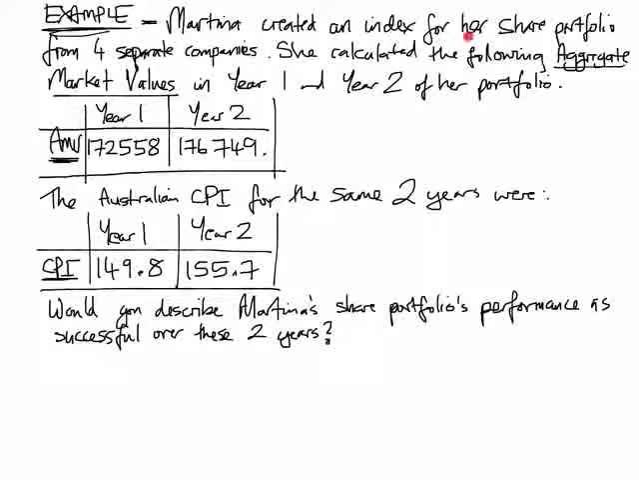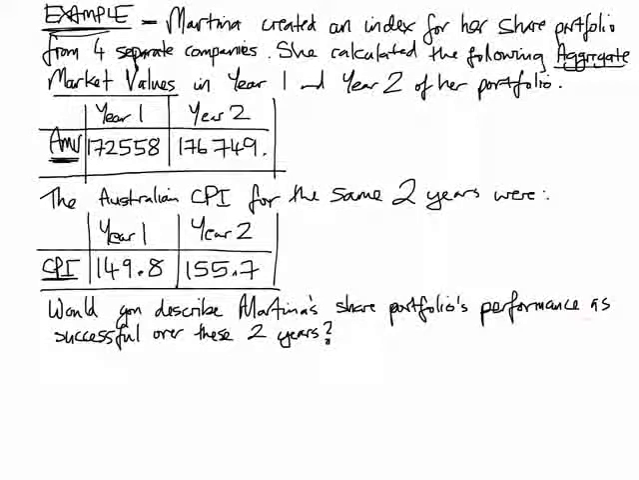Martina created an index for a share portfolio, like the exercises in 7E.3, which you're asked to define from 4 separate companies. Doesn't matter which ones, because we are telling you the aggregate market values. So she calculated the AMVs, the aggregate market values, in year 1 and 2 of her portfolio to be these: 172,558, 176,749. Now, the Australian CPI, the Australian Consumer Price Index, for those same 2 years went from 149.8 to 155.7. And the question is, would you describe Martina's share portfolio performance as successful over these 2 years?